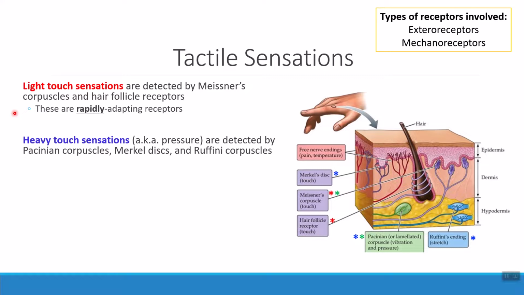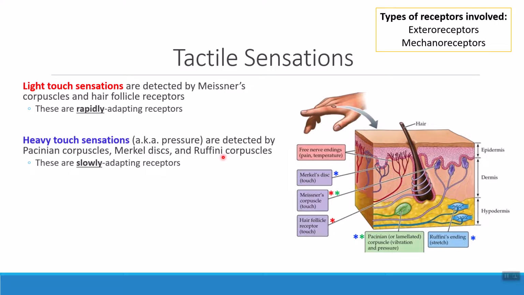This is different than when we talk about heavy touch sensations. Heavy touch sensations are pressure sensations. Pressure sensations are when you hold a bowling ball and it's heavy and it presses down onto your Pacinian corpuscles or your Merkel discs or your Ruffini corpuscles.